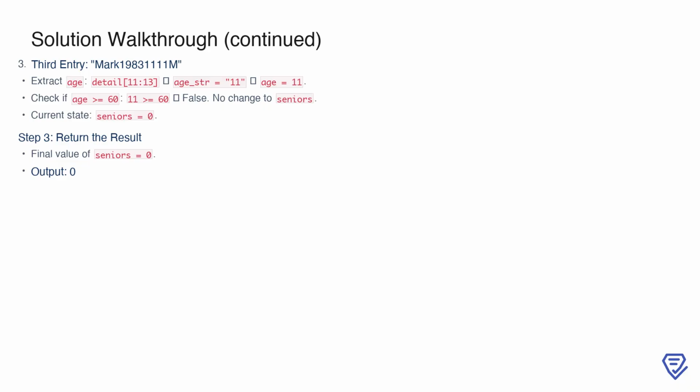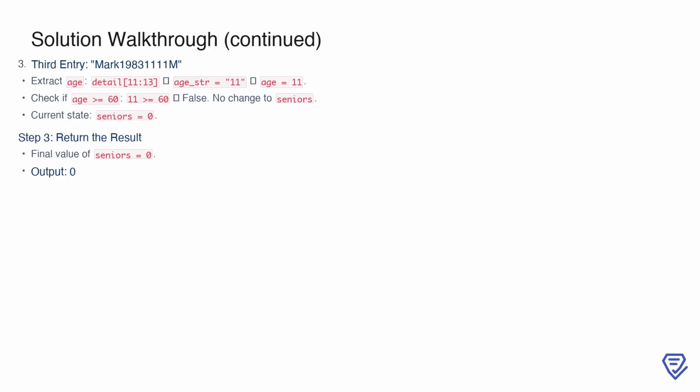Now we process the third and final entry in this list, Mark 1983111M. Again, we extract the substring from positions 11 to 13, resulting in 11. After converting this to an integer, we find that the age is 11.